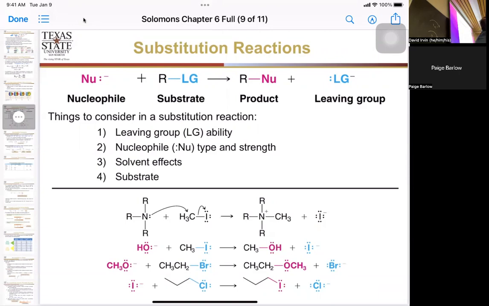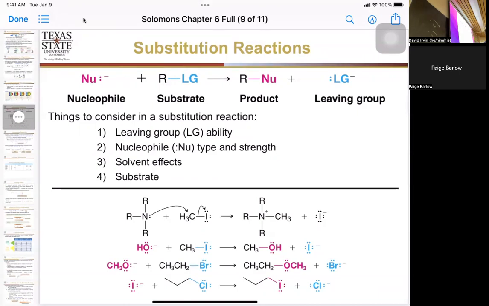Okay, so there are 4 things to consider in this type of reaction. Number 1, what is the name of this reaction? We're replacing one group with another, so it's called a substitution reaction. Most of the time we're going to start with halogens, but we can replace it with something else, and we'll get into that. We're going to replace the leaving group with the nucleophile and form our product. We can form about 15 different compounds with this one reaction, and we'll show you that at the end of this chapter.